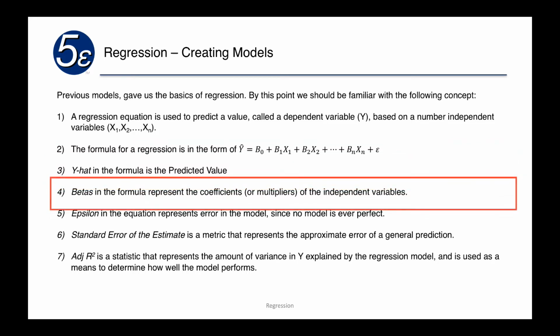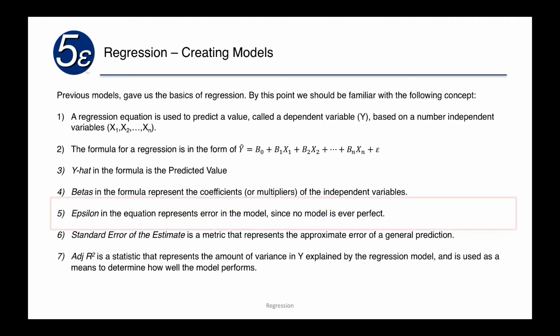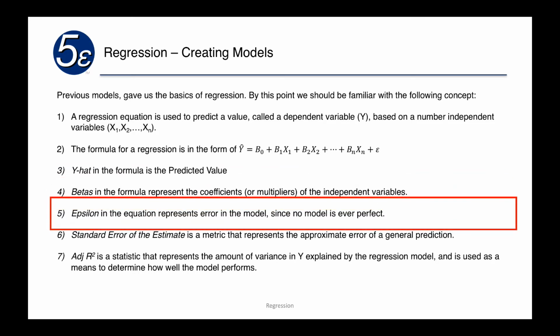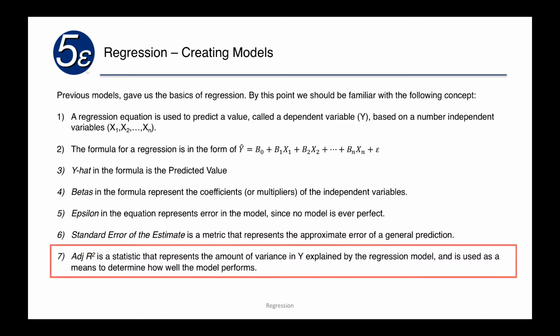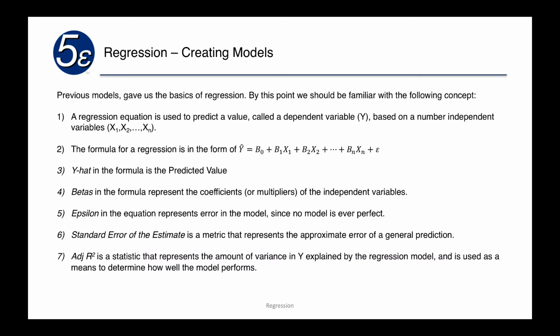The betas in the formula represent the coefficients or the multipliers of the independent variables. And epsilon in the equation represents error in the model, since no model is ever perfect. The standard error of the estimate is a metric that represents the approximate error of the general prediction. And the adjusted R squared is a statistic that represents the amount of variance in Y explained by the regression model, and is used as a means to determine how well the model is performing.